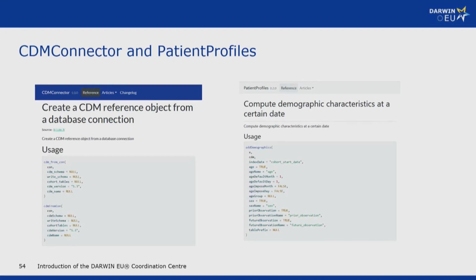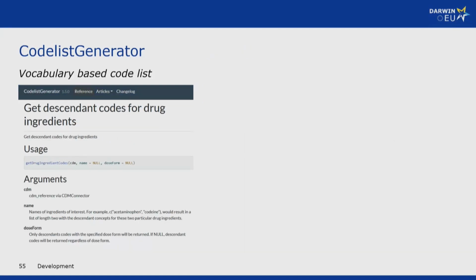We then have the patient profiles package that Marty's been leading to abstract even more things away. So if you're calculating age and all these things and looking at intersections between cohorts, there are very simple functions to do that kind of work. That's some of the underlying packages.